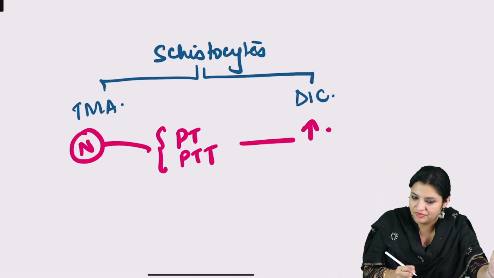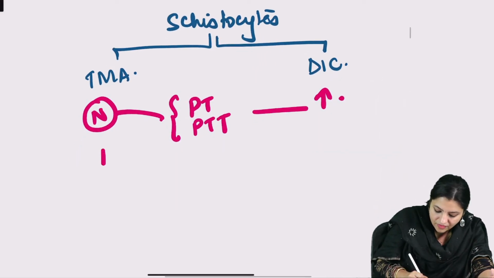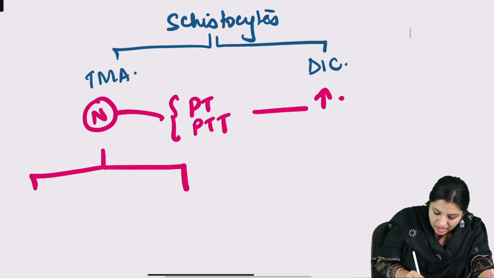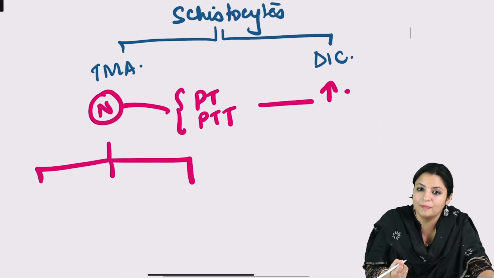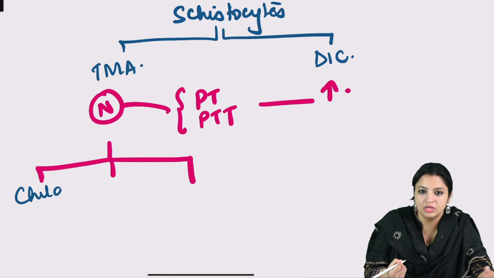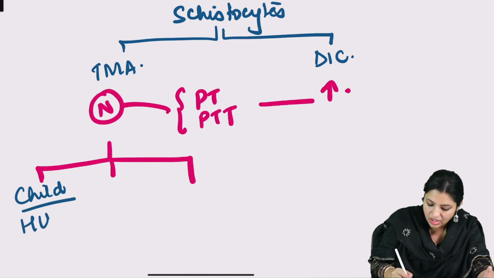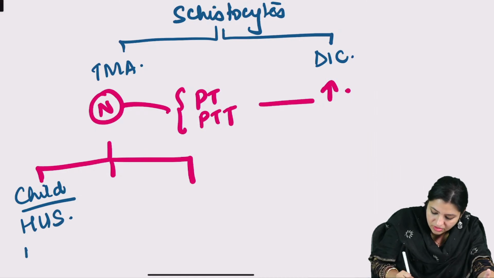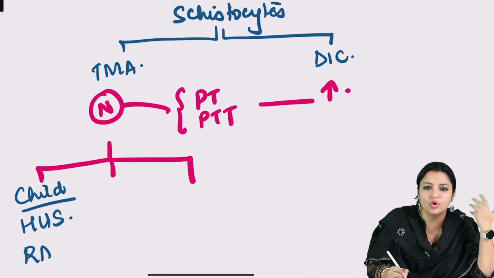Schistocytes are definitely seen. Apart from that, you should also remember atypical HUS, which occurs due to a complement defect. You should also think about that. If infections are not there, atypical HUS usually has complement defects. Or you should also have TTP in your mind, which can be in a child or an adult.